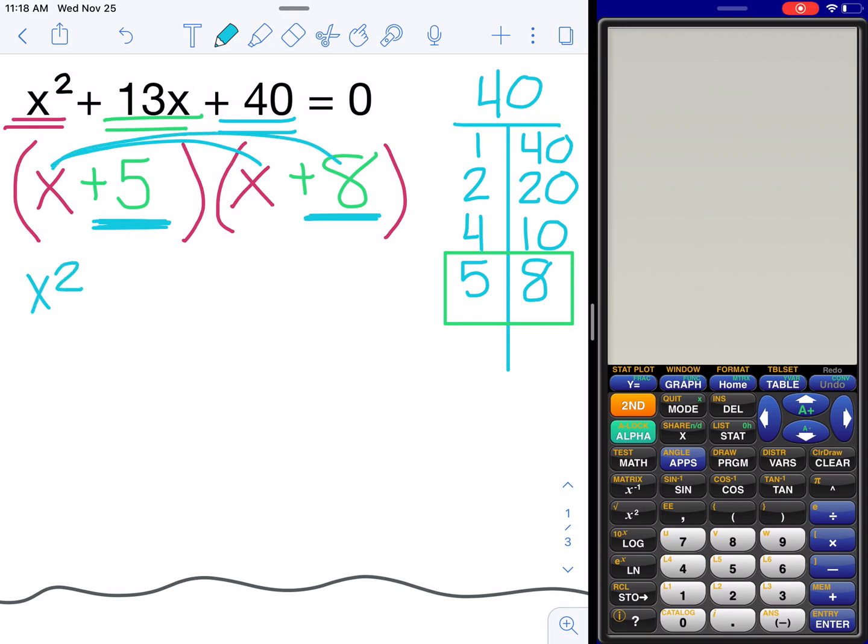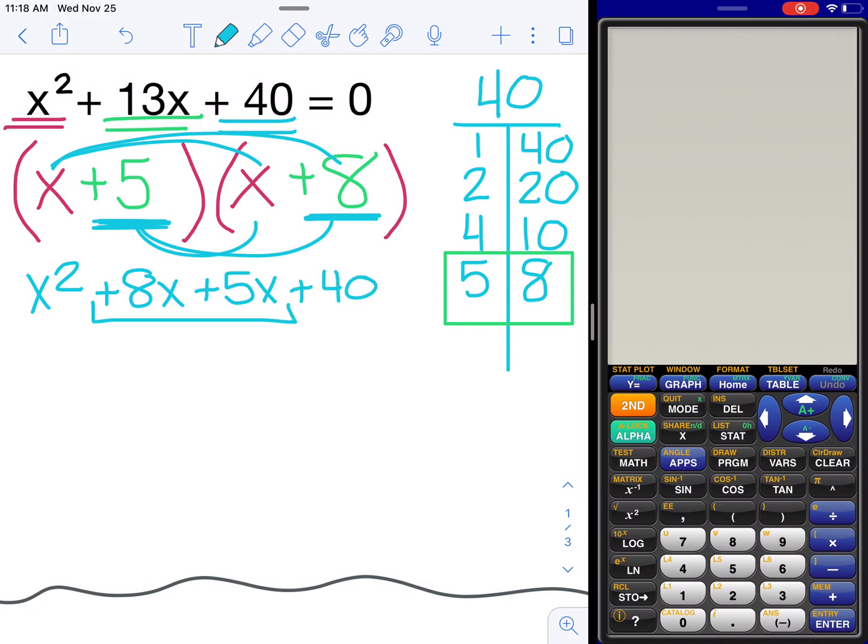X times 8 would give me plus 8x. 5 times x would give me plus 5x. And 5 times 8 would give me 40 like I wanted. I could double check and make sure I can combine a positive 8x and a positive 5x to get a positive 13x. And I've checked and made sure that I do get that quadratic expression that I wanted.